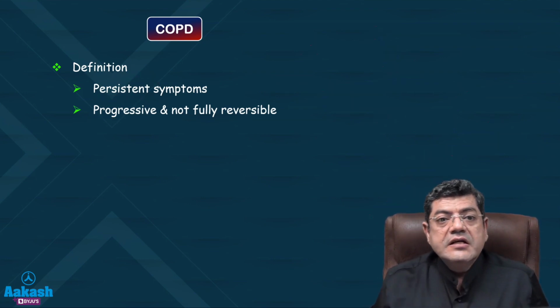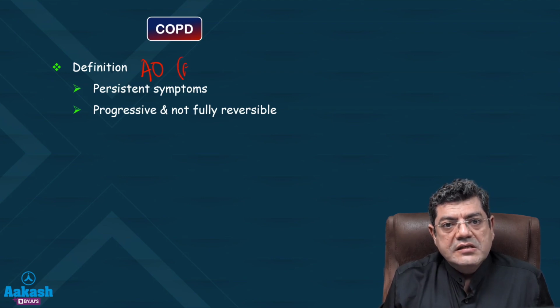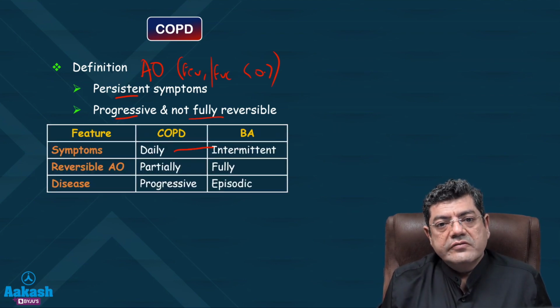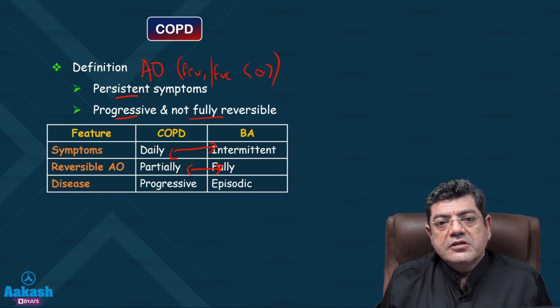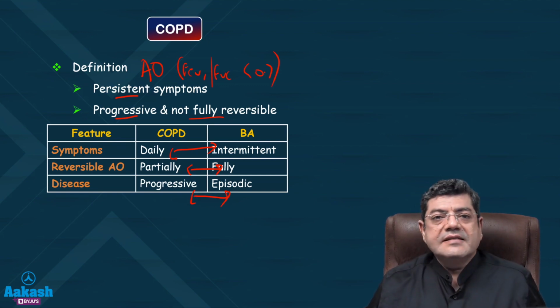So the definition is airway obstruction, which means an FEV1 to FVC ratio of less than 0.7, persistent symptoms, and disease that is progressive and not fully reversible. I told you that this is how you distinguish between these two entities: daily versus intermittent symptoms, partial versus full reversibility, and the disease is progressive, whereas it is episodic and non-progressive for asthmatics.